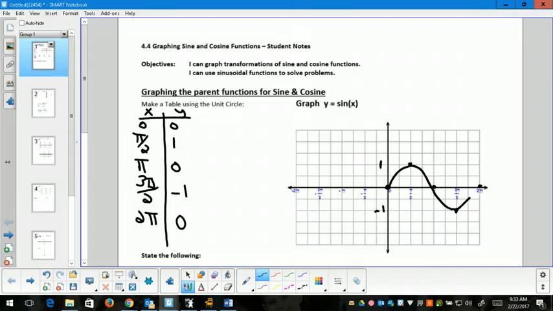So it's oscillating back and forth between 1 and negative 1 as we go around the unit circle. And if I continue going around the unit circle, doing more and more rotations or revolutions.